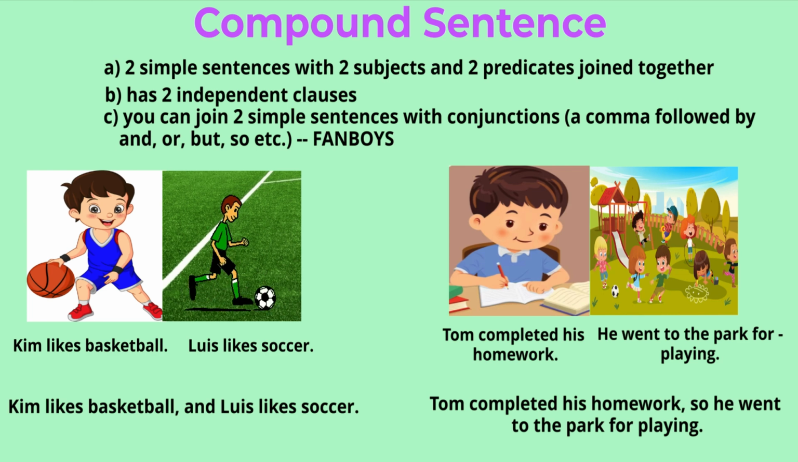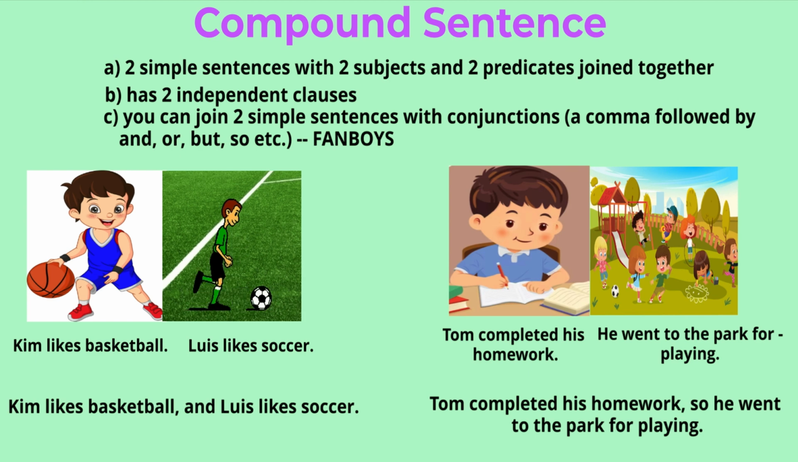In the first image, what do you see? You see a kid playing basketball, right? In the second visual, what do you see? You see another kid playing soccer. Let's see the sentences. Kim likes basketball. Louis likes soccer. So if you want to combine these two sentences, how do we do that? Kim likes basketball and Louis likes soccer.